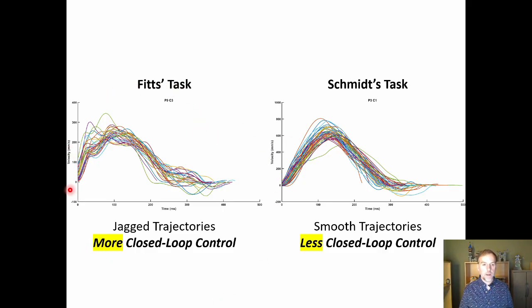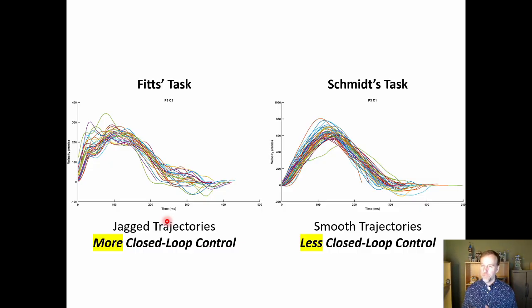In Fitts' law, there's a lot, which is very obvious from these jagged trajectories. In Schmidt's law, initially you would say, oh, it looks like open loop control, but when we look at the spatial variability, no, there is some closed loop control, but probably not nearly as much as there is in Fitts' task, causing these huge jagged peaks in their trajectories. So it looks like it's not about yes or no to closed loop control as concluded by Carlton, but more closed loop control in Fitts' task and less closed loop control in Schmidt's task.